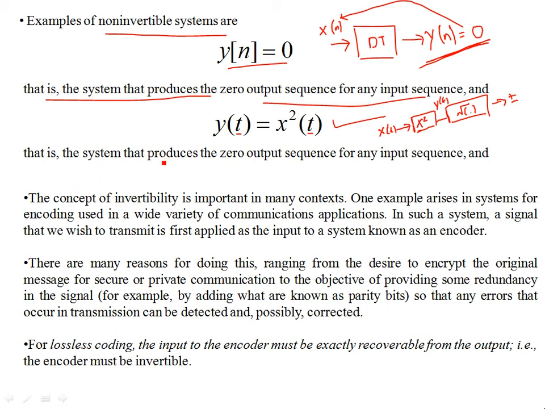So in the first case we have a zero output sequence for any input sequence, and over here we don't know what the sign is, so this is again a non-invertible system.